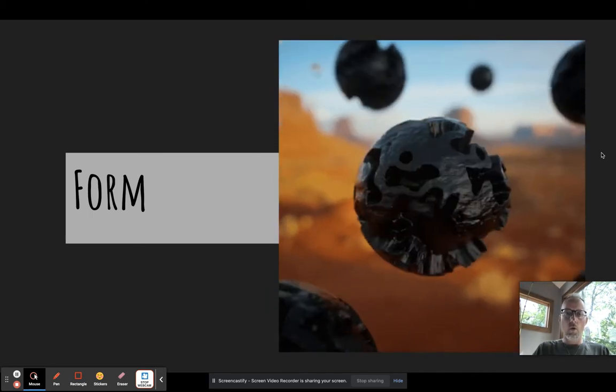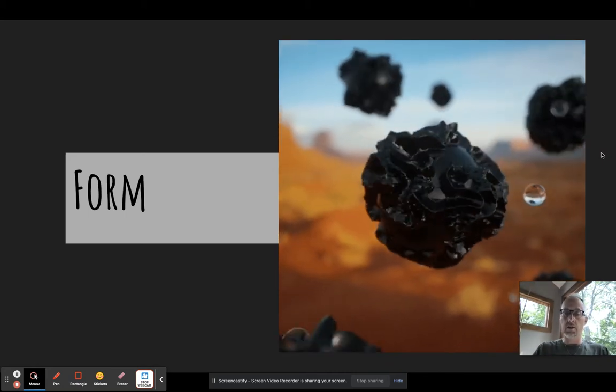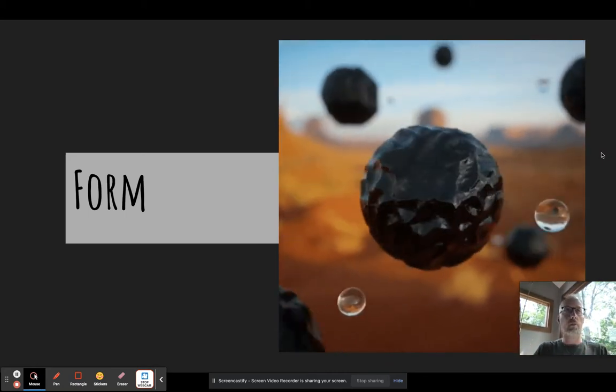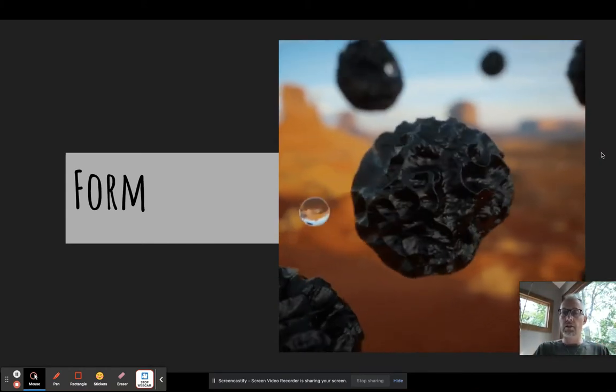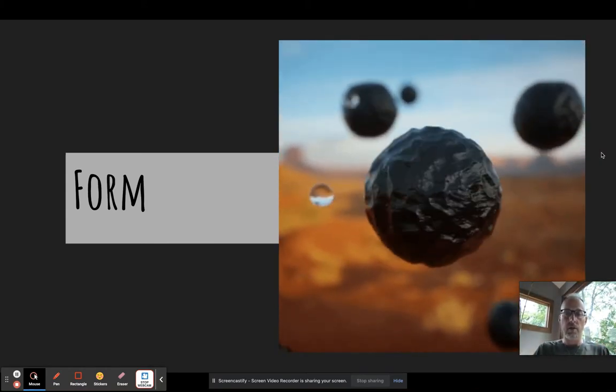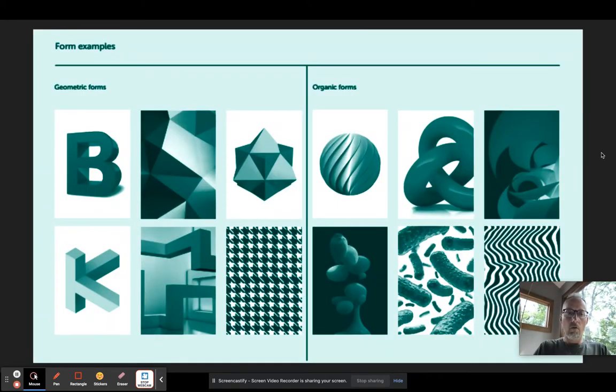Form. Form is the quality of three dimensionality, whether it be real, as in something I can hold in my hand, like a basketball or a pencil, or something that's implied, such as this image. It's a flat two-dimensional image, but it appears to be three-dimensional. So form in advertising, we use all the time when we make objects. If we want it to look more dimensional, we'll use geometric and organic forms to help make those feel more dimensional.